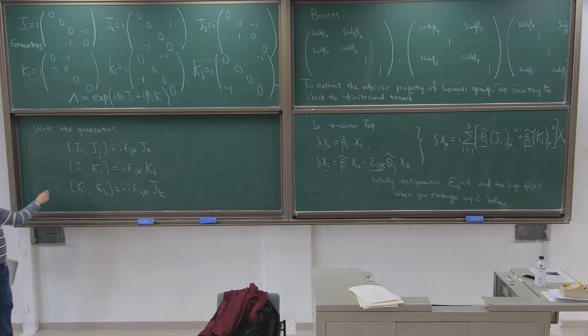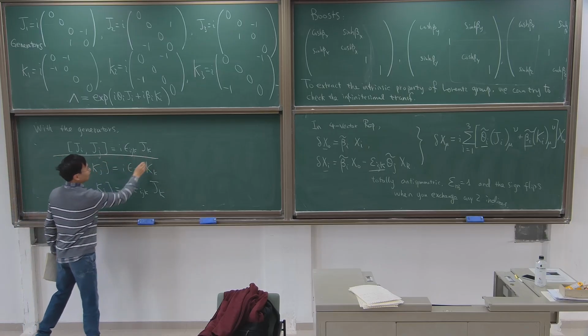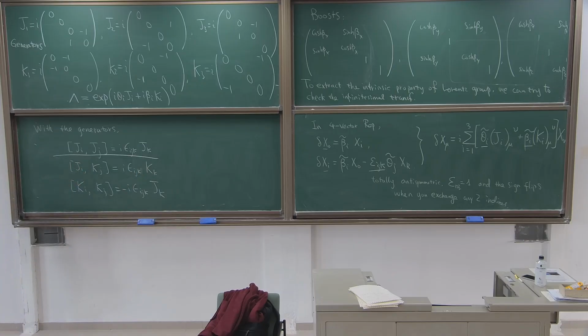Is this familiar to you? In particular, what is this? You should be familiar with this relation at least, right? This is the commutation relation for the generators of rotation, which you may have learned in quantum mechanics, right? You have rotation, you have an SO(3) group. The SO(3) group is precisely supported by these generators. Then you can write down the commutation relation.